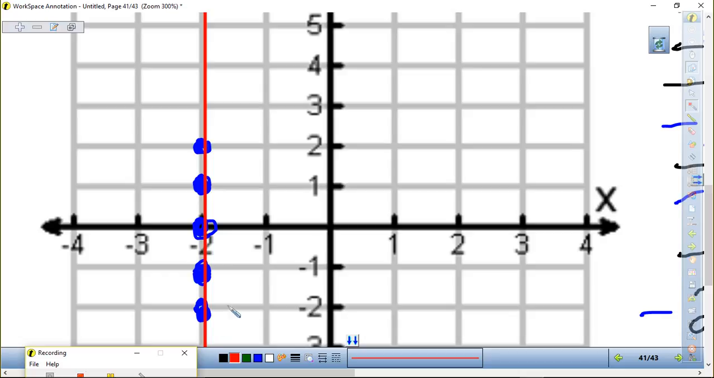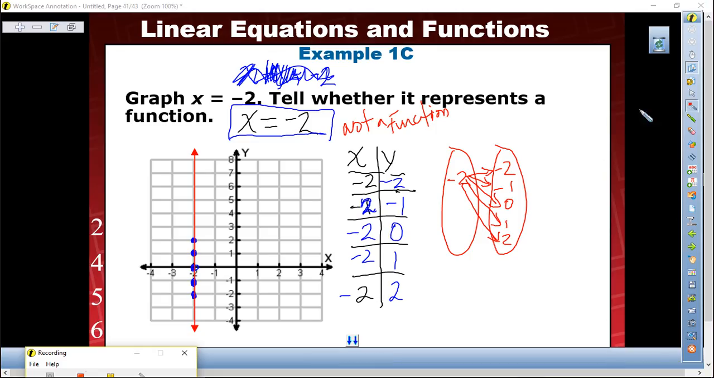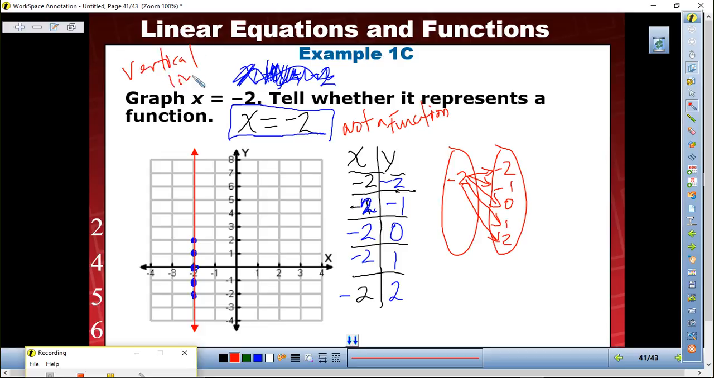You understand? All right. This kind of graph has a specific name, and it's called a vertical line. A vertical line. And not a function. So, x equals -2. Here's my vertical line, and it's not a function. So, without making a table, get your ruler, and I want you to sketch me the line at x equals 3.